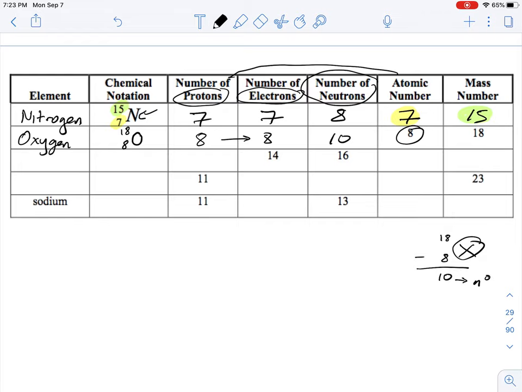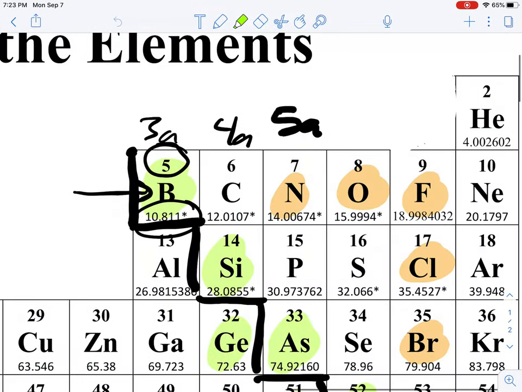And so how do I know that this is an isotope of oxygen? Well, let's look at the mass number, which is 18. If you look at the periodic table, notice that the mass number is not 18, it's 16. And so if that mass number changes between the periodic table and what's given to you, then you know that it's referring to an isotope of that element.